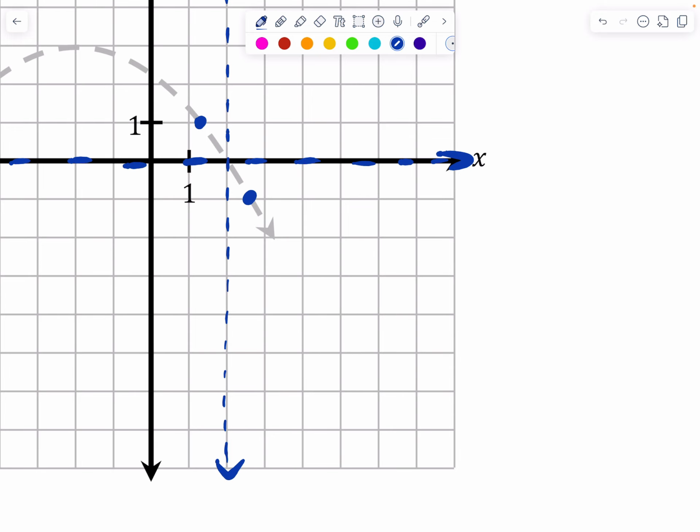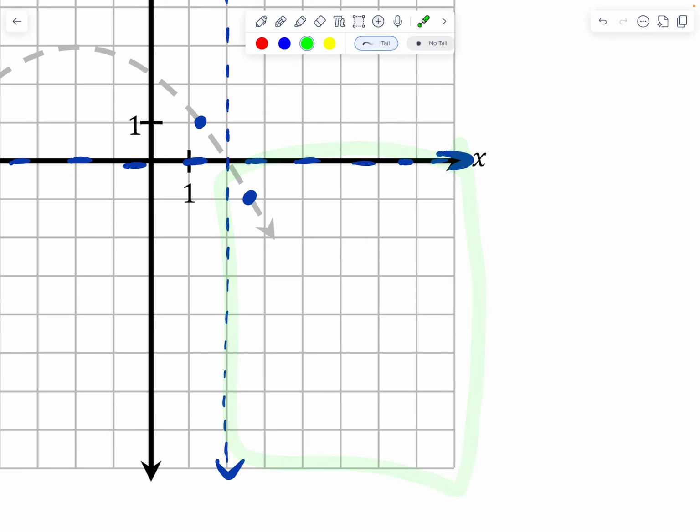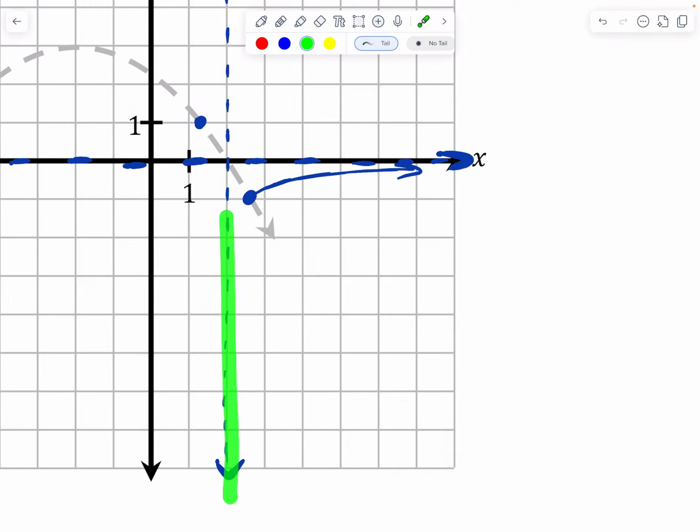Right side, I need to be negative this whole time. I need to stay in that box and trend towards this asymptote so I can fill that in. And again, staying in this box, I need to stay negative, but trend towards this asymptote. So I fill that in.